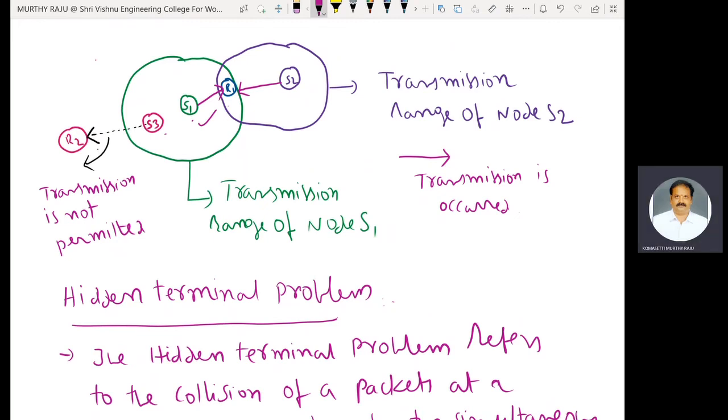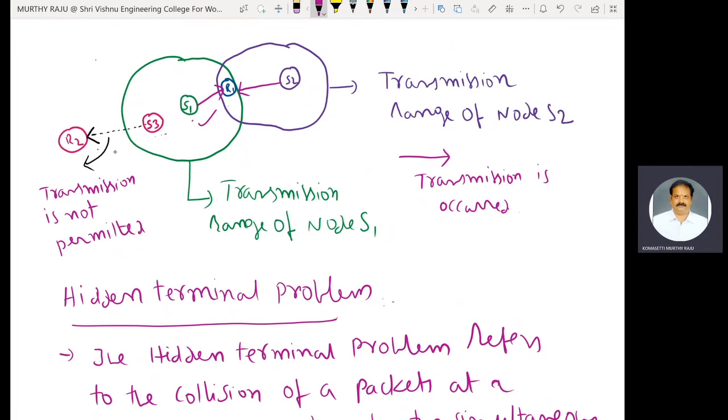As it concludes, S1 is the neighbor node of S3. Therefore, S3 is within the transmission range of S1. Both are near to each other. That is the reason S3 does not send any information to R2.